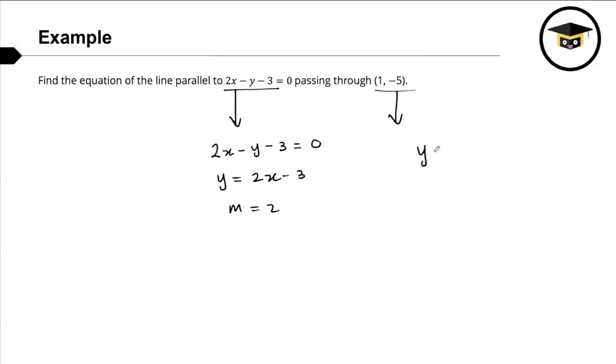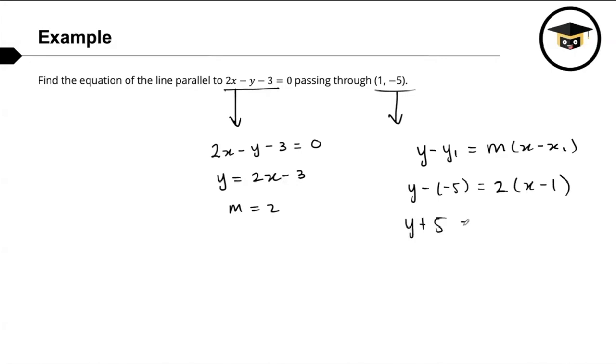So if we use the point gradient form now, y minus y1 is equal to m(x minus x1), we can simply figure out the equation. We can say y minus -5 is equal to m, so 2, and x minus 1. So that means y plus 5 equals 2x minus 2, which means y is equal to 2x minus 7. And that is our final answer.